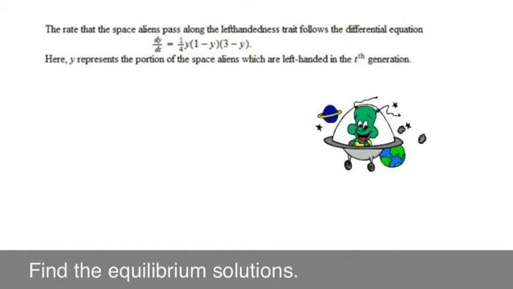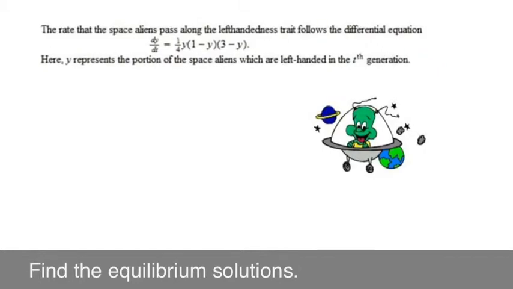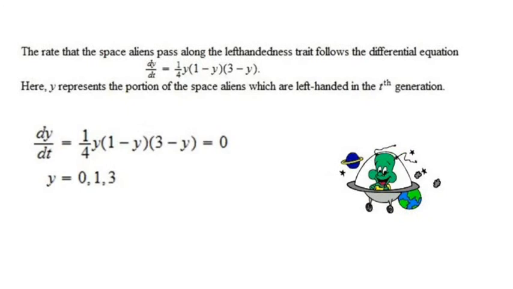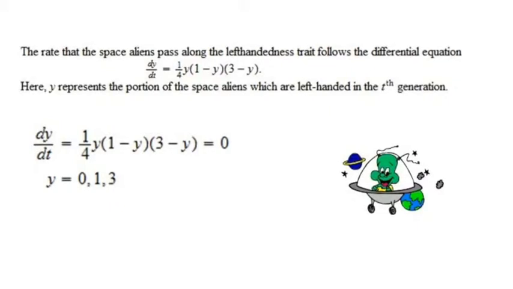So you should hit pause while you work on that. And that shouldn't take very long. I'll wait here. Okay, and so what you see, you just set it equal to 0, and since it was nicely factored already for you, you can quickly ascertain that y equals 0, 1, and 3 are the equilibrium solutions.